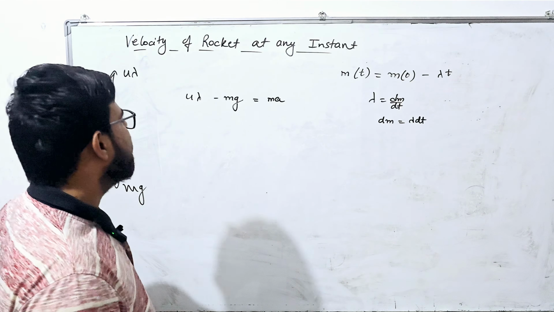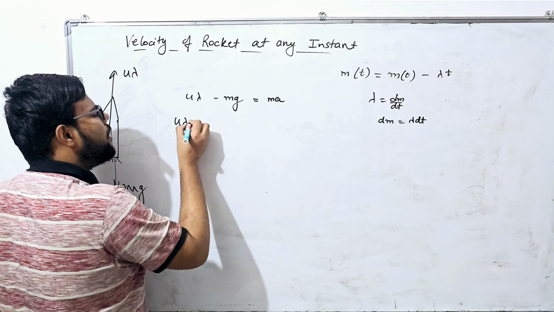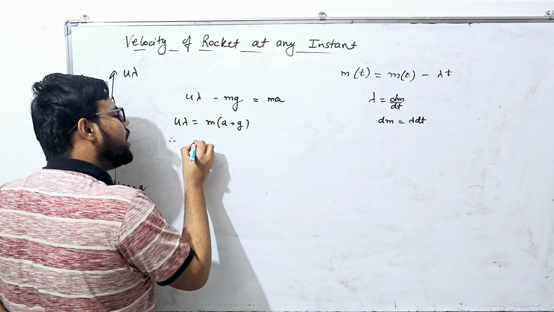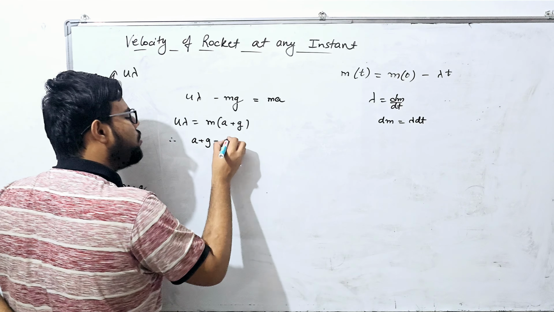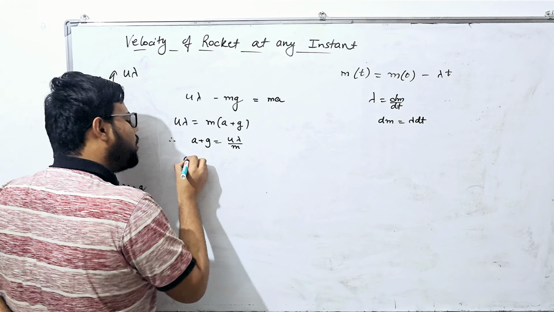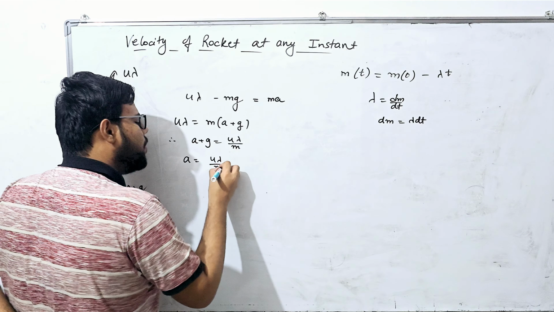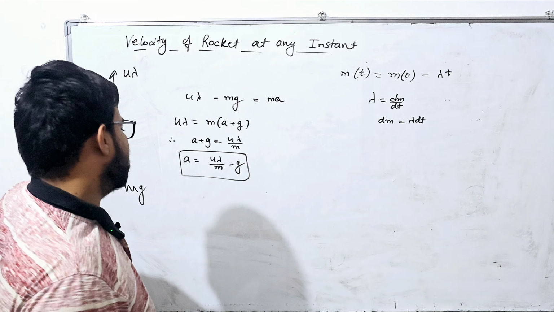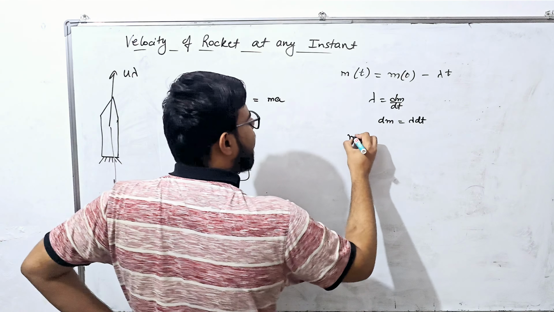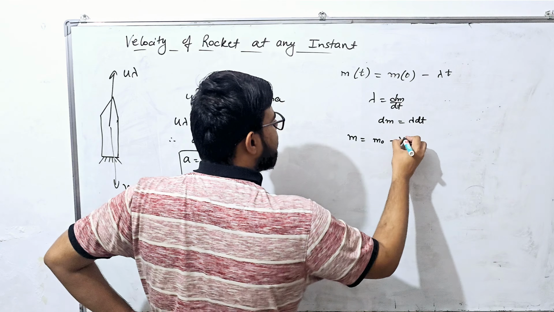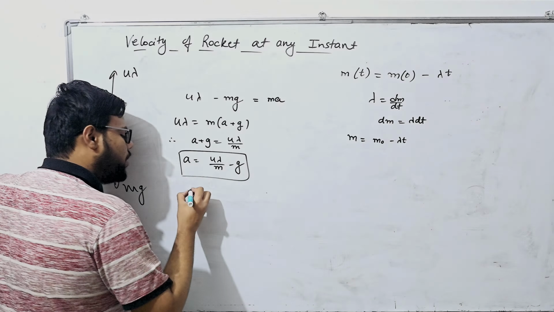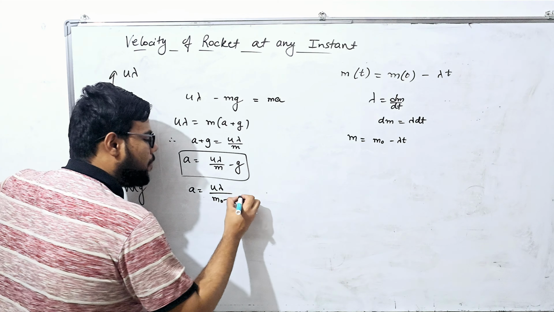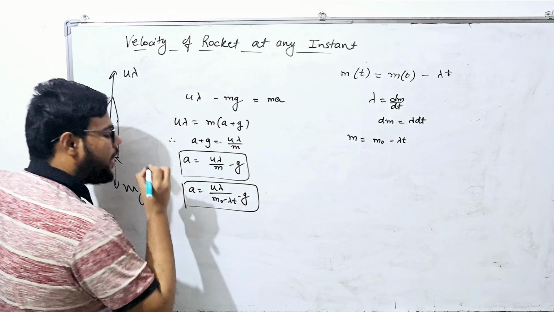So from this, you can say u lambda is equal to m times (a plus g). Hence a plus g is equal to u lambda by m, or a is equal to u lambda by m minus g. Now from this you can say that m is equal to m0 minus lambda t, so let's substitute its value. We get a is equal to u lambda by (m0 minus lambda t) minus g, correct? So this is the expression.